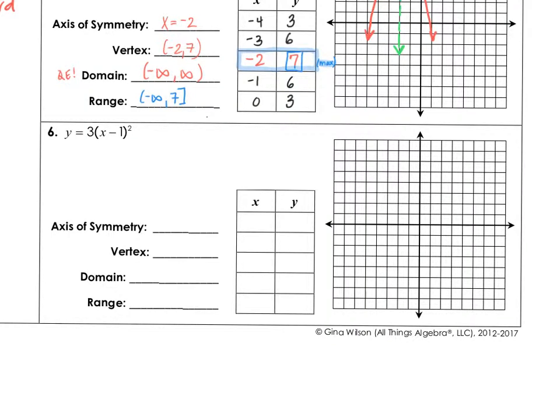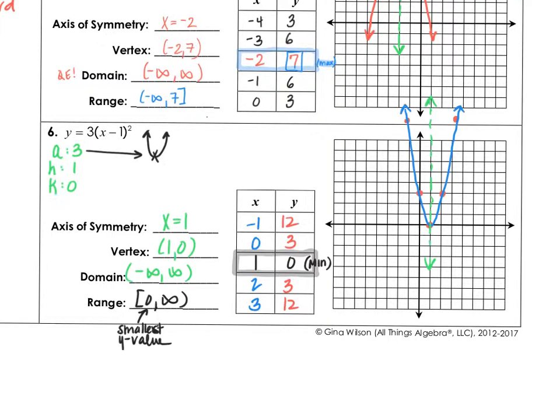So go ahead and pause the video and try setting up number 6, and then unpause the video when you're ready to see if your work matches mine. Do that now. All right, so I've got a is 3, h is 1, and k is 0.